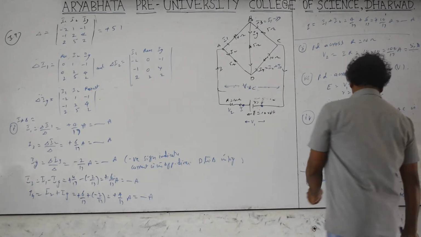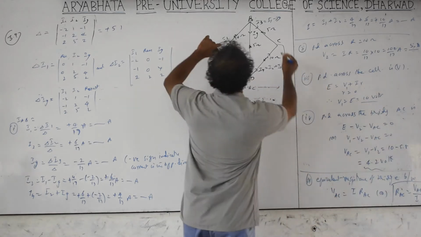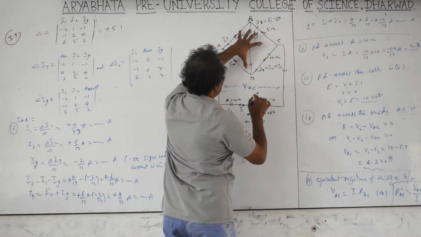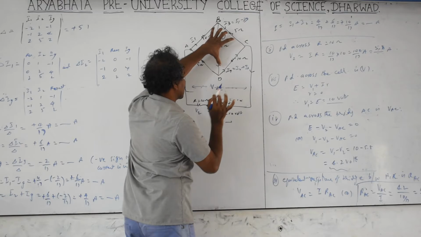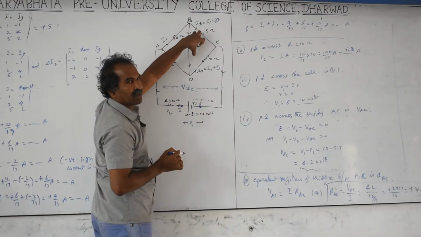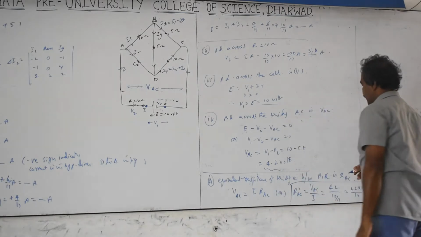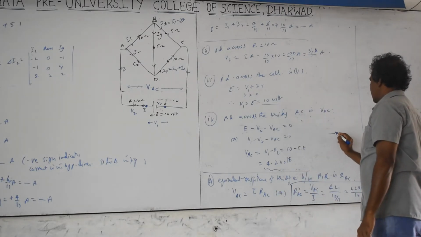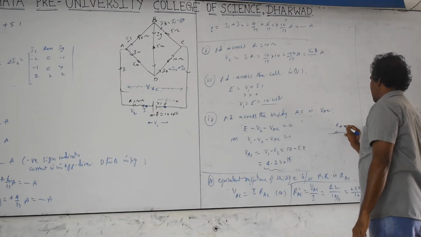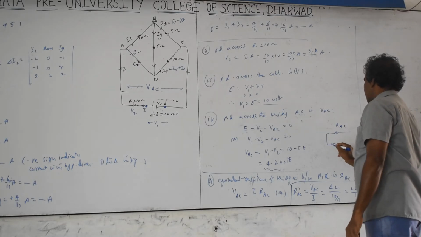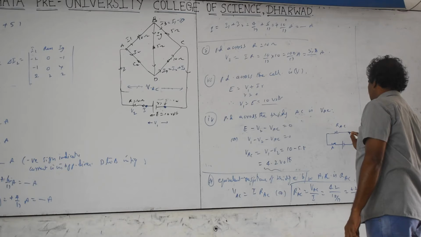Next is the equivalent resistance of the bridge. Between these 2 points, what is the equivalent resistance? R equivalent. There is only a single resistance, so two resistances, capital R and this RAC, we get. In that case, we get VAC equal to I into RAC. So this resistance is RAC, the equivalent resistance. This is capital R and this is the cell. These are equivalent circuits.